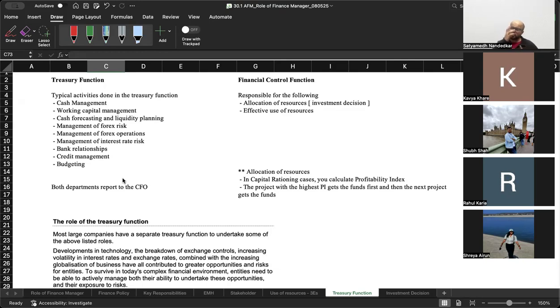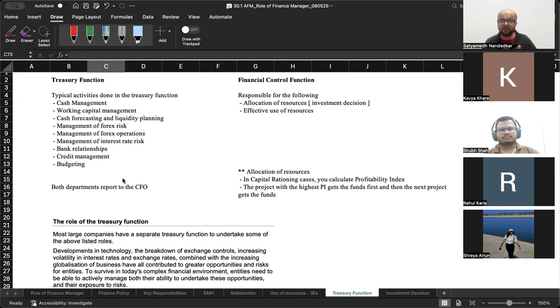The financial control function allocates resources. There are four projects, limited funds, which project should be given how much funds. And it is the job of the financial control function to make effective use of resources. When we talk of allocation of resources, what we mean is how to get the maximum possible output per unit invested from the resources. That is the job of the financial control function.